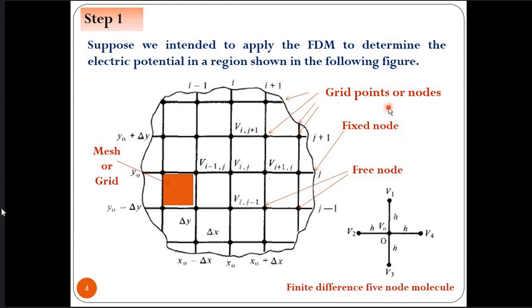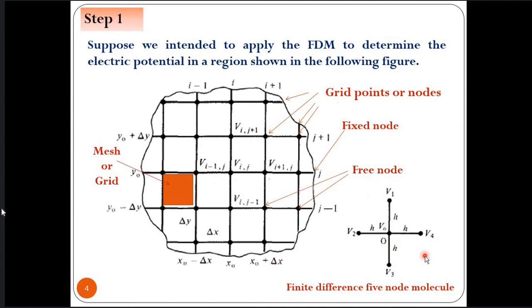Now this particular model is known as the finite difference 5-node molecule, because at the end we will see that the potential at this particular point will only depend on the potentials of the neighboring nodes. Say at the center point, we are considering the potential is V0, and the potentials at the neighboring nodes are correspondingly V1, V2, V3 and V4. The distance between two nodes is represented by h. That means in that case, it is del x.